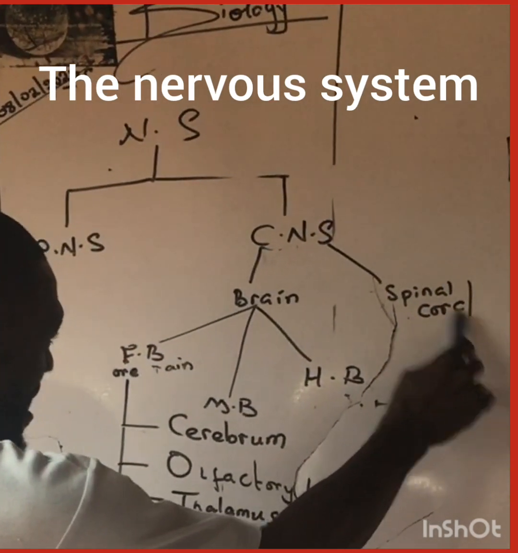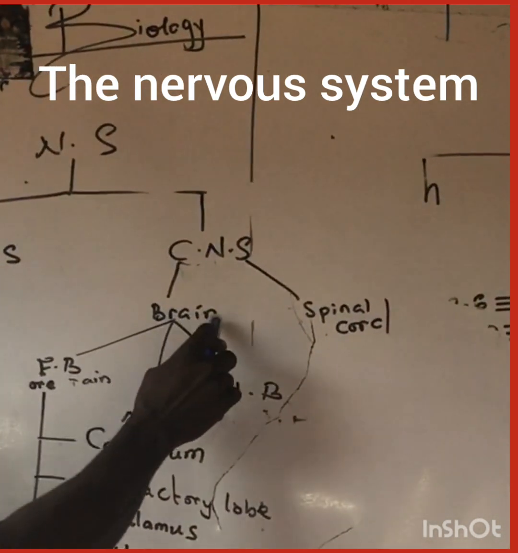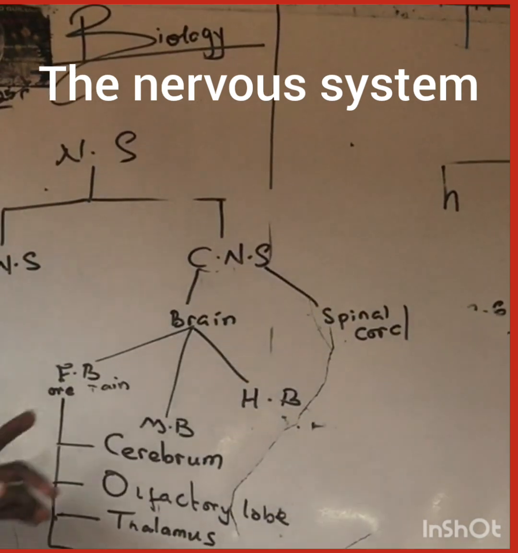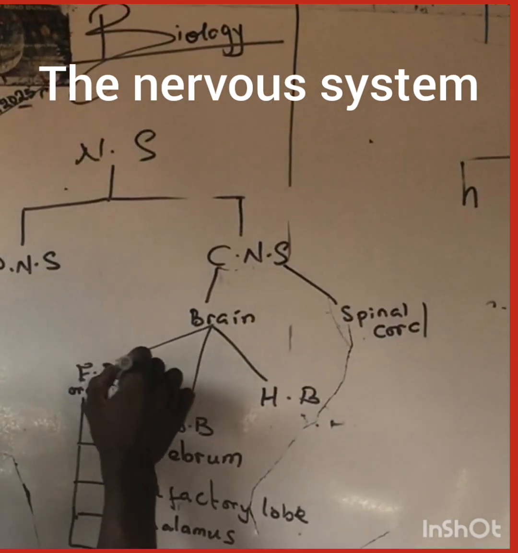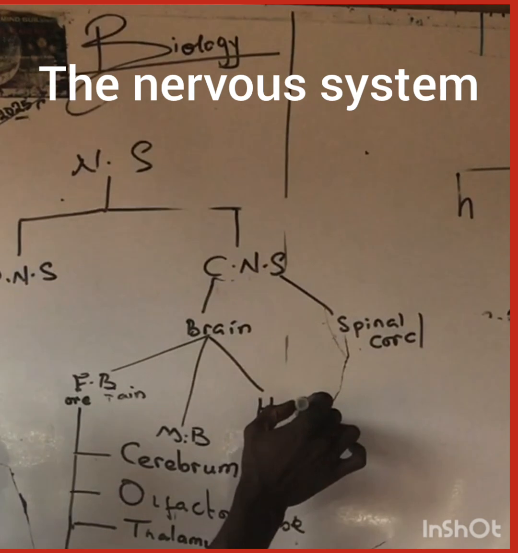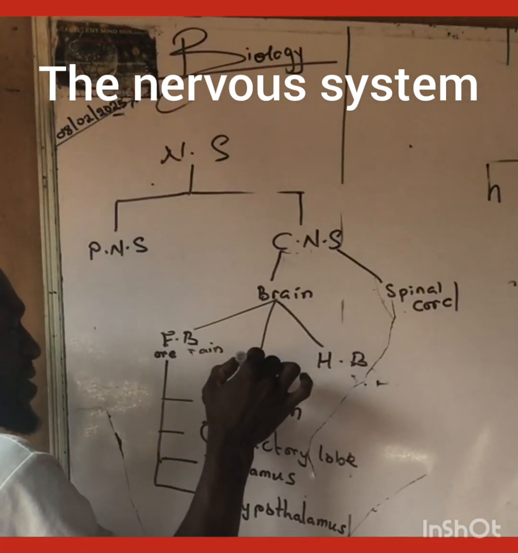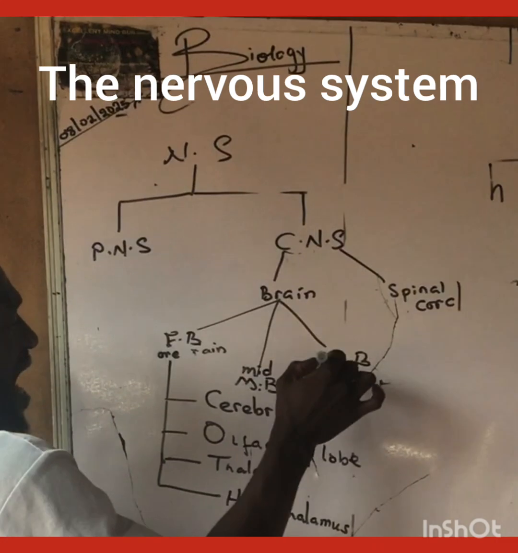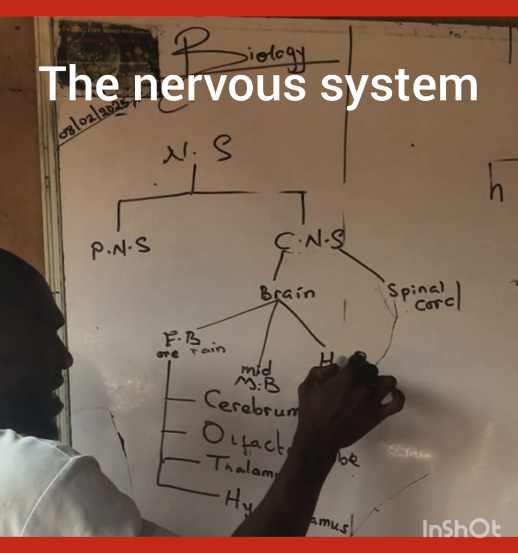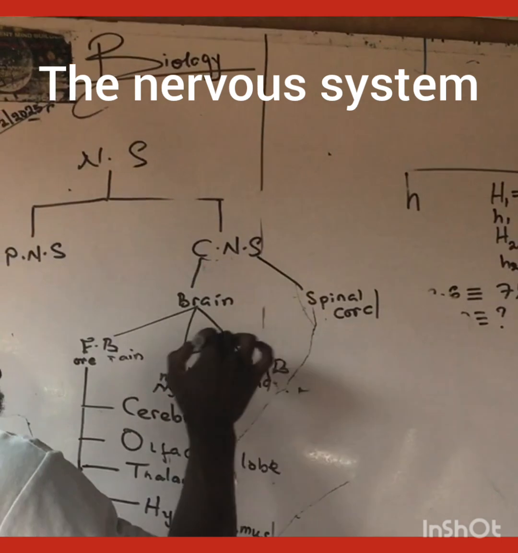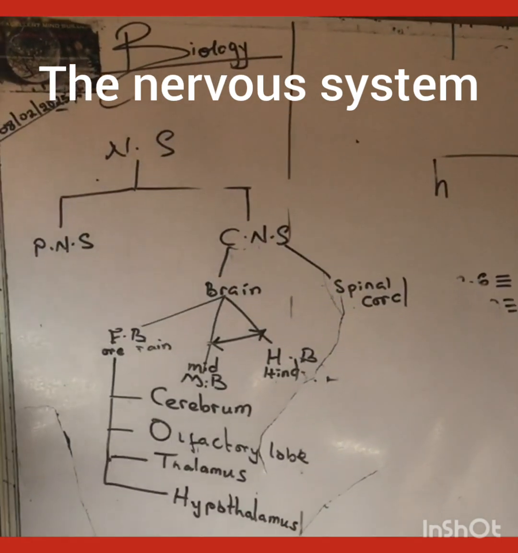Spinal cord. Now let's leave the brain. Let's leave the spinal cord. Let's focus on the brain. The brain consists of FB, MB, HB: the forebrain, the midbrain, and the hindbrain. Now let's leave these two. Let's focus on the forebrain.